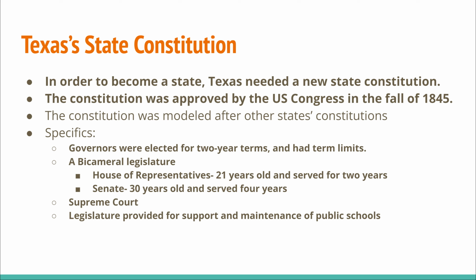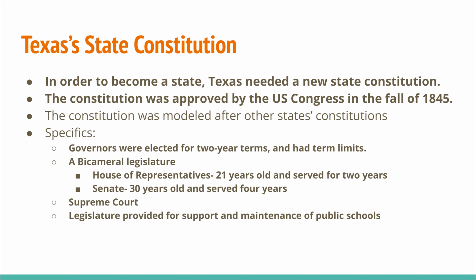In the House of Representatives, you had to be 21 years old and you could serve for 2 years. In the Senate, you had to be 30 years old, but you served for 4-year terms. So if you got the job, you'd be a senator for 4 years, but if you got a job in the House of Representatives, you'd only have it for 2 years.